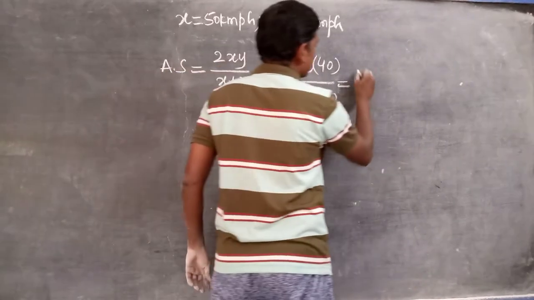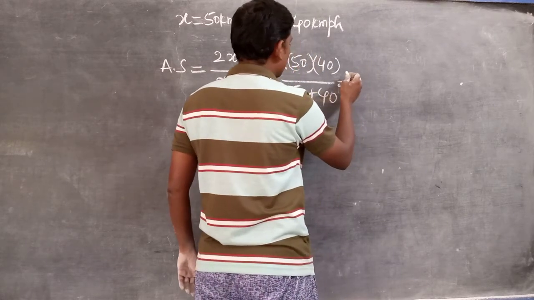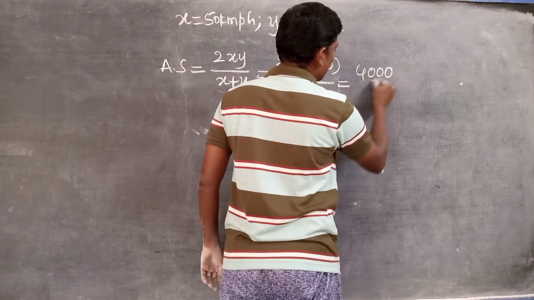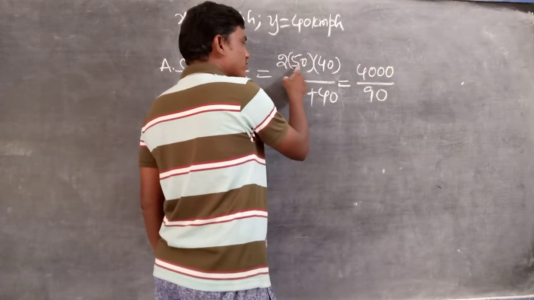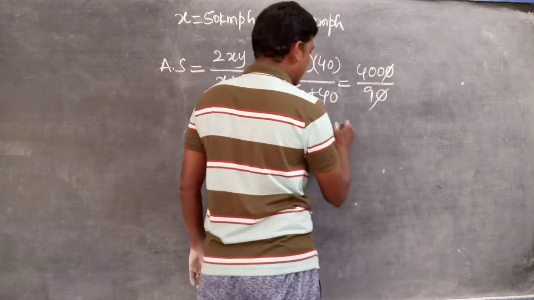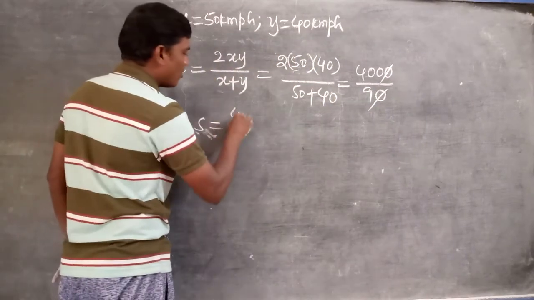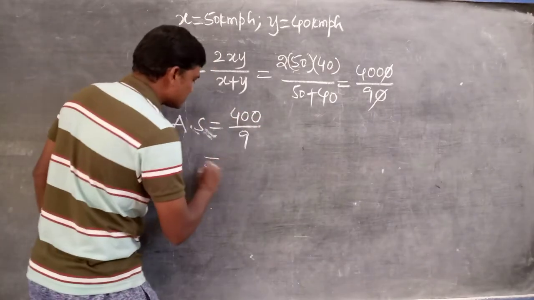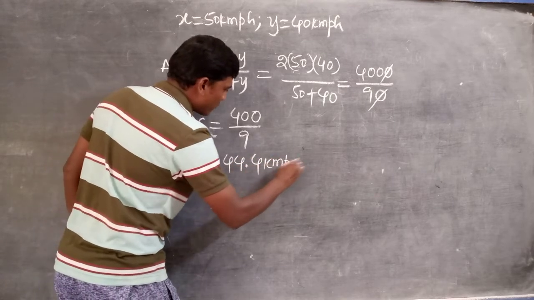So here, 2 times 50 is 100, 100 into 40 is 4,000, upon 90. The zero gets cancelled. So average speed is equal to 400 upon 9, which is equal to 44.4 kilometers per hour.